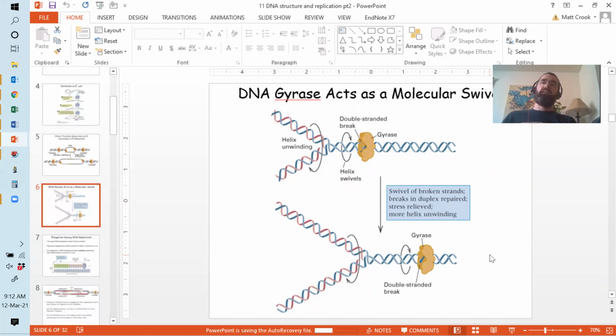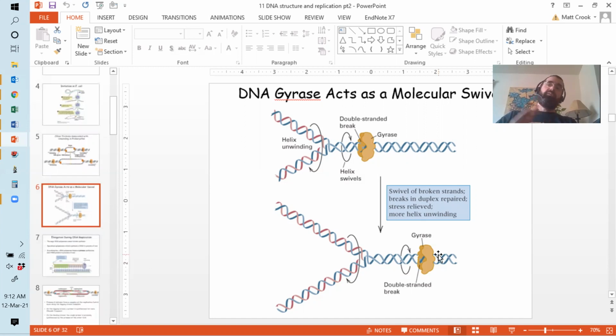And we have these in eukaryotes too. They're typically called topoisomerases, just as a name, right? DNA gyrase is a topoisomerase. It's just, this is what it's called in bacteria. Their mechanism is largely the same.